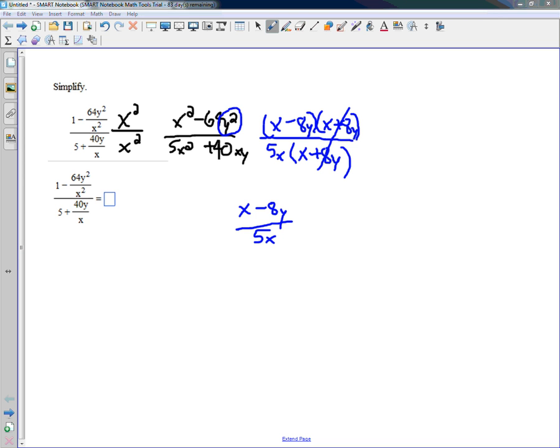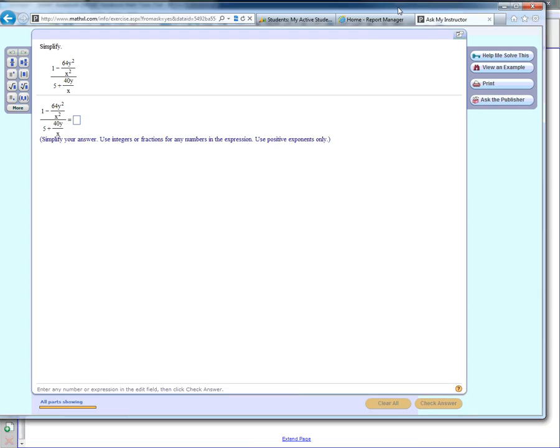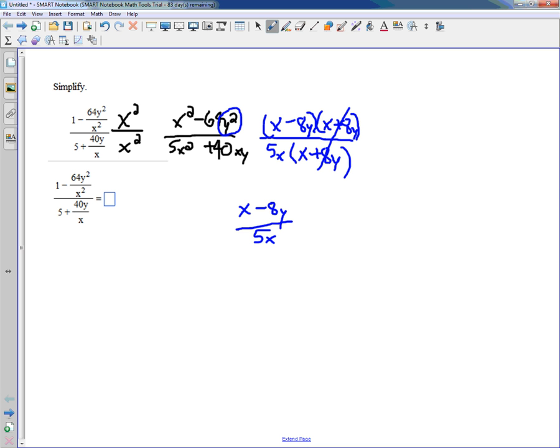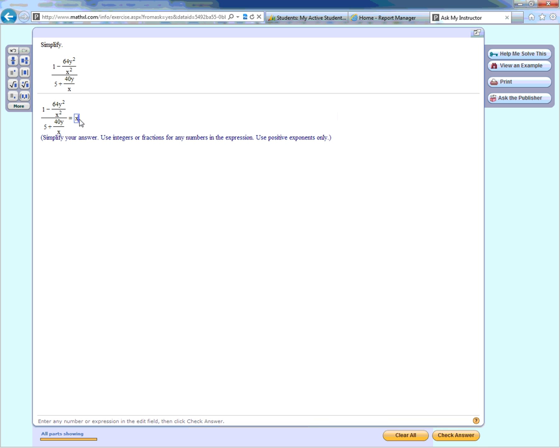We should be able to check that answer, so let me see if I can get this pulled up. Here is the example that I'm working from MAT134. The answer we came up with was x minus 8y over 5x. So I have x minus 8y, selecting everything, letting it know that I want to do division, x minus 8y over 5x. We should be able to check our answers. Fantastic, we got it, great job.